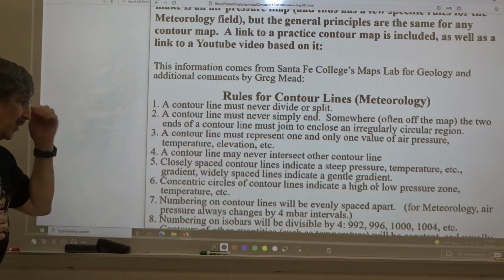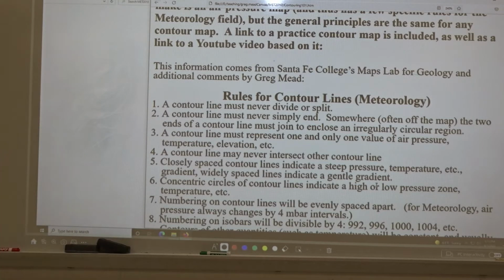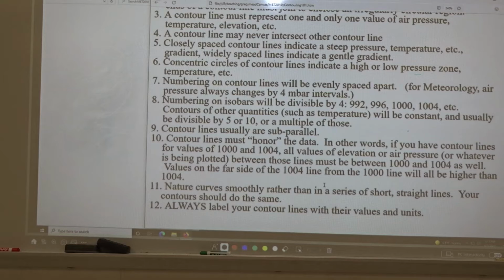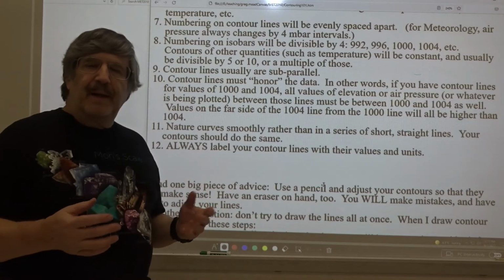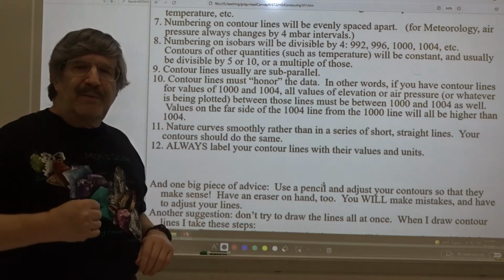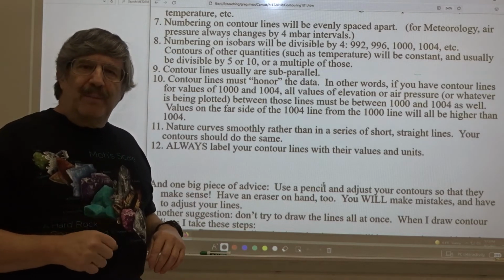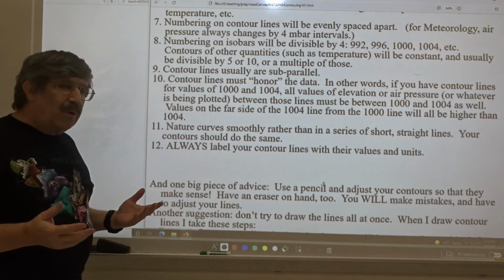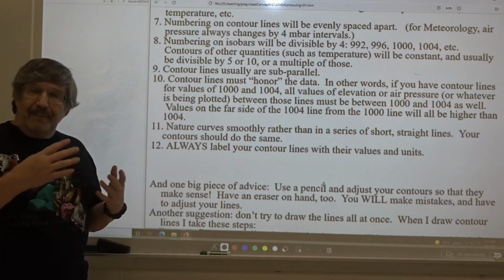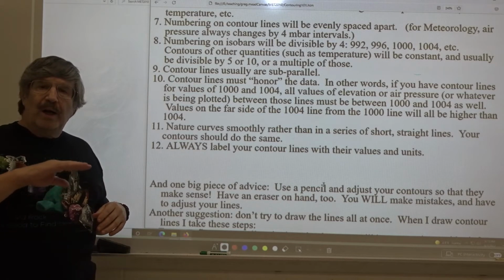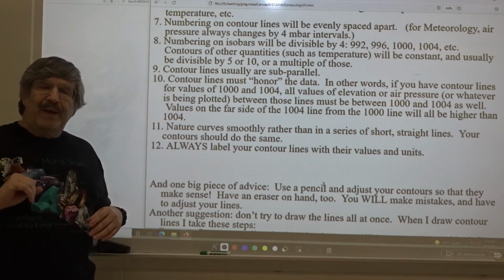In meteorology, the air pressure by convention changes by 4 millibar intervals. In contour maps of elevation, it varies depending on the amount of relief of a map. If you have a place, for instance, such as Florida, where elevation doesn't change very much, you might have new contour lines every 5 feet.